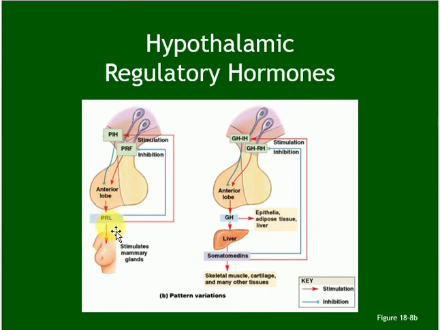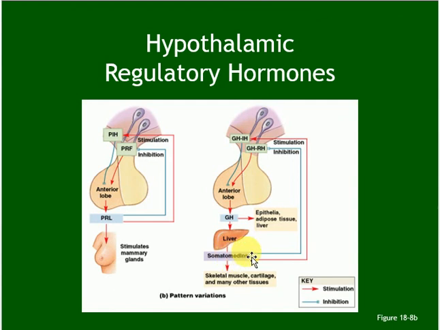And the cycle goes on and on as needed. On the other hand, the hypothalamus will also secrete growth hormone releasing hormone that goes to the anterior pituitary, and the anterior pituitary will respond by secreting growth hormone. Growth hormone will go to the liver, and the liver will secrete another hormone called somatomedin.